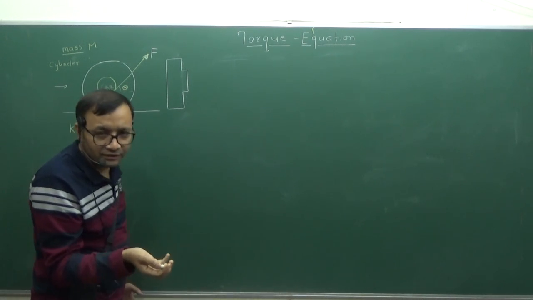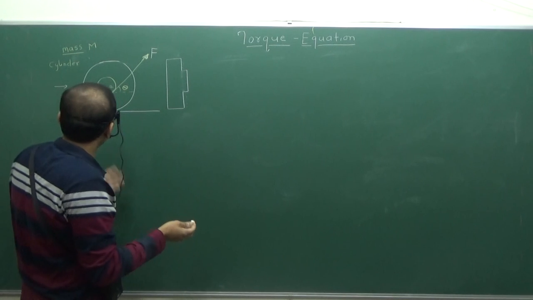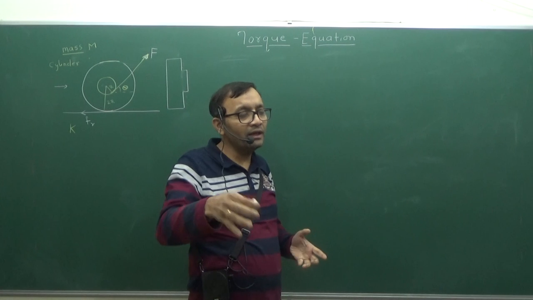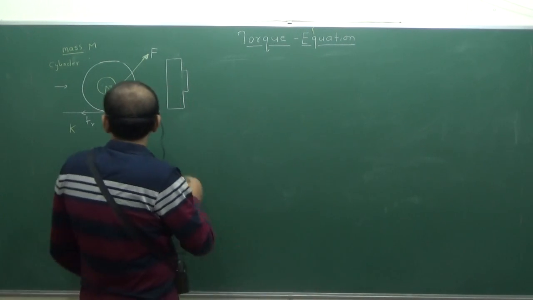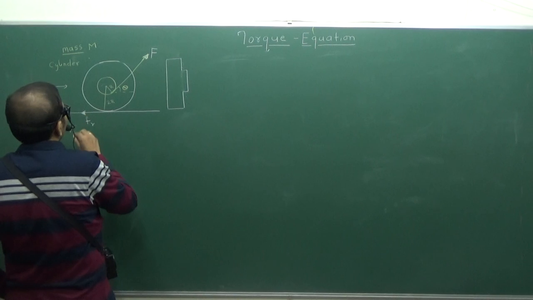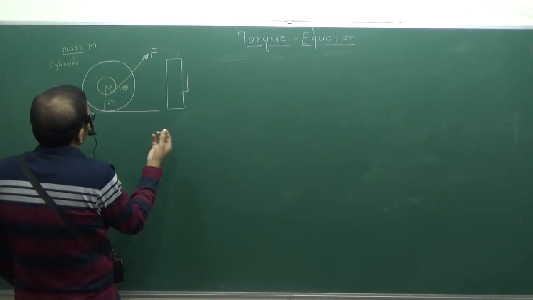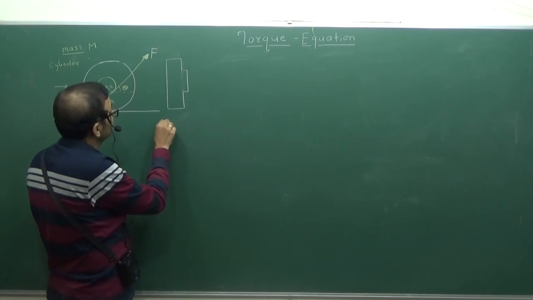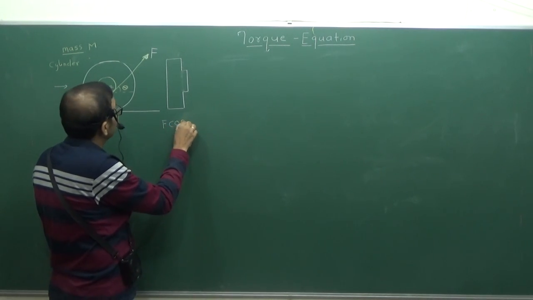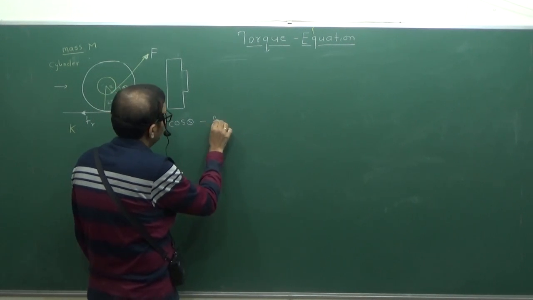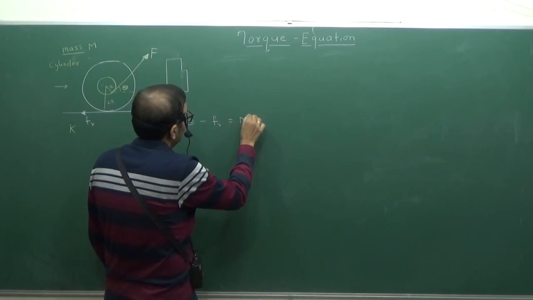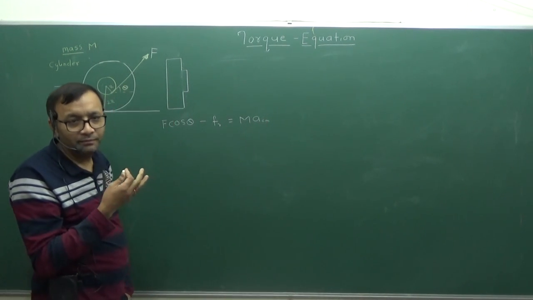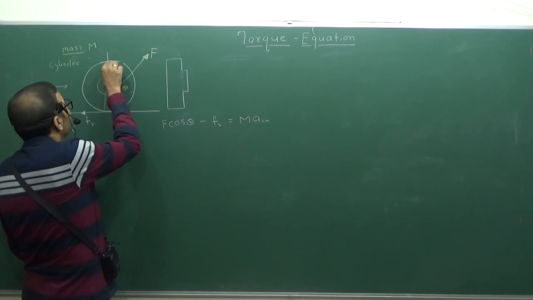So let's assume friction is this way. I don't know which way it is, so I'll assume any which way. If my assumption is wrong, friction magnitude will come out to be negative. So don't break your head on which direction the friction is. So if I write net force along x direction equal to mass and acceleration, I get F cos theta minus friction is equal to M into A CM. Vertical direction I will not write because unnecessary normal direction will come in play.